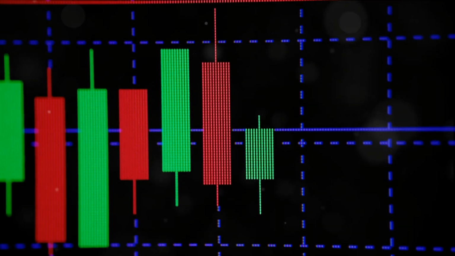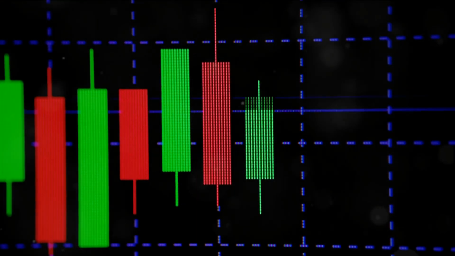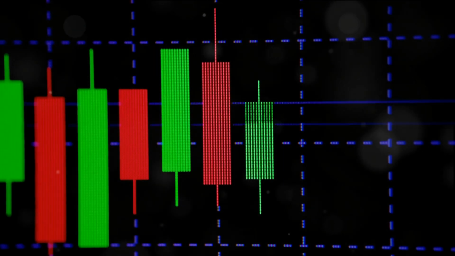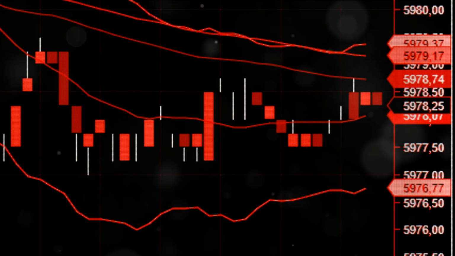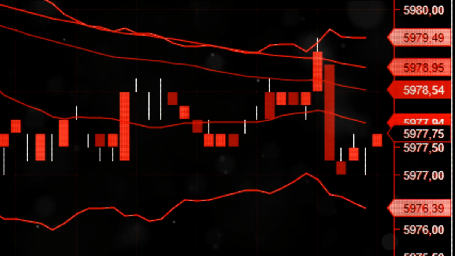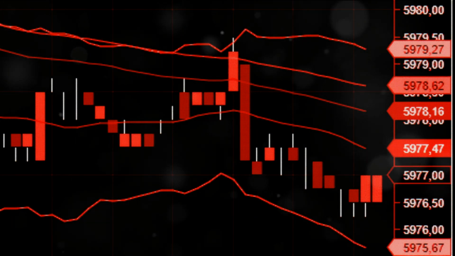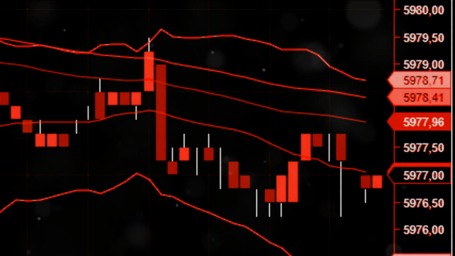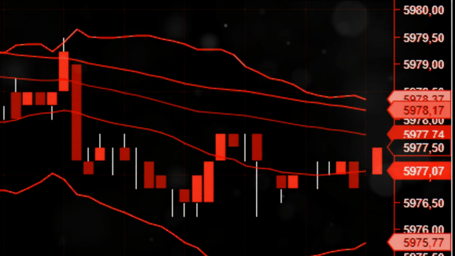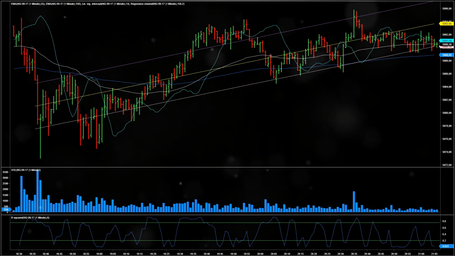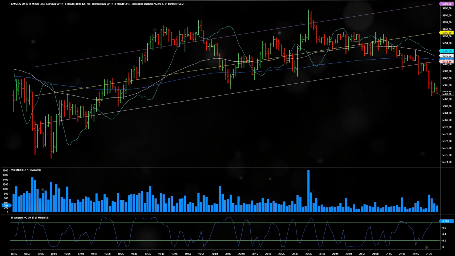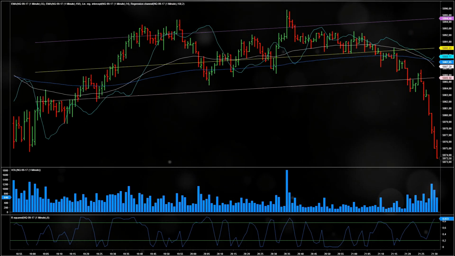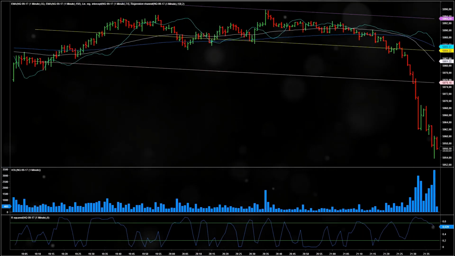Next, we have support and resistance levels. Think of these as invisible floors and ceilings that prices tend to bounce off. Support is a price level where buying interest is strong enough to overcome selling pressure, preventing prices from falling further. On the other hand, resistance is a price level where selling pressure overcomes buying interest, hindering prices from rising further. These levels are key indicators of price movement, as a break above resistance could signal a bullish trend, while a break below support might suggest a bearish trend.